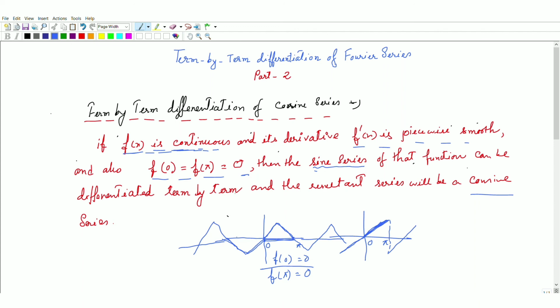In the next video, I will discuss term by term integration of Fourier series. Term by term integration of Fourier series is comparatively easier than term by term differentiation of Fourier series.